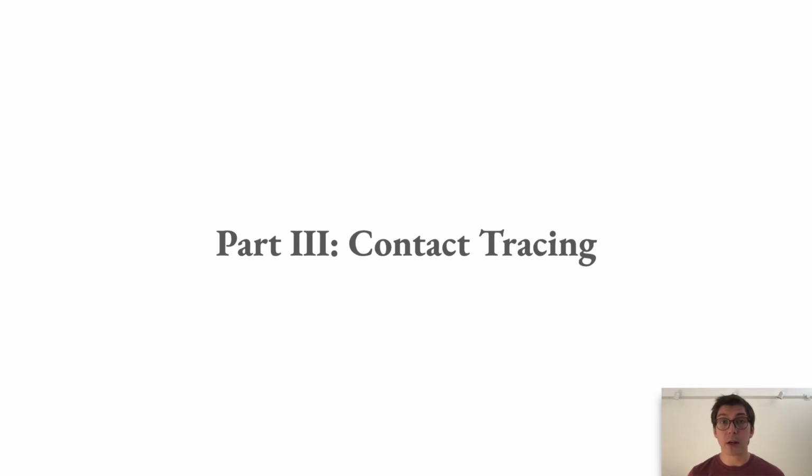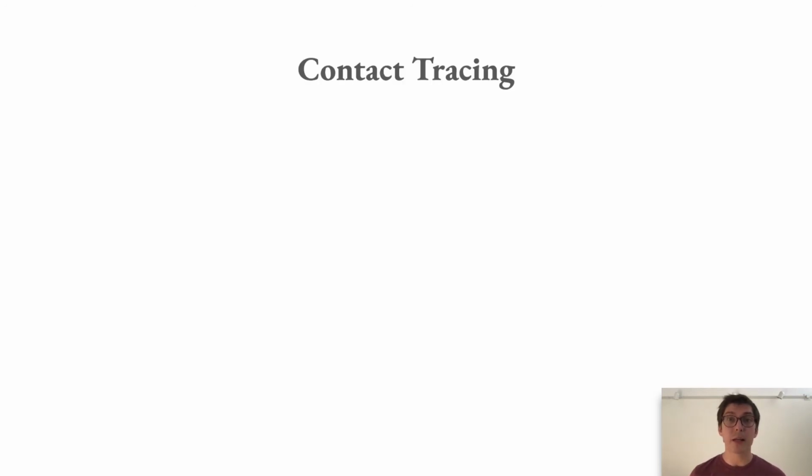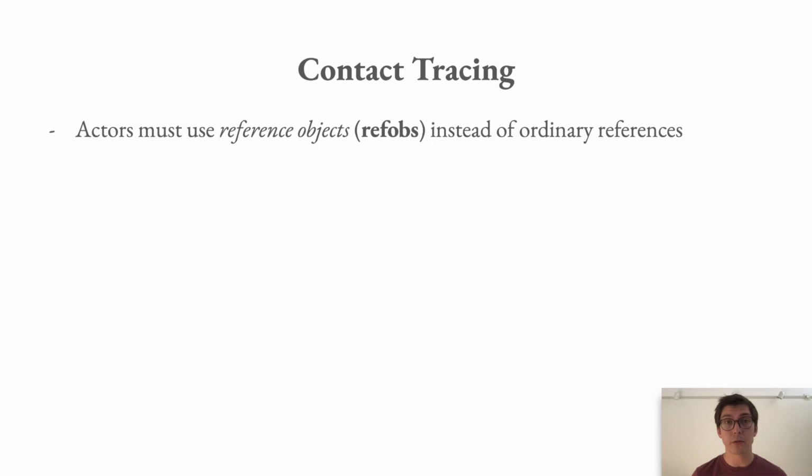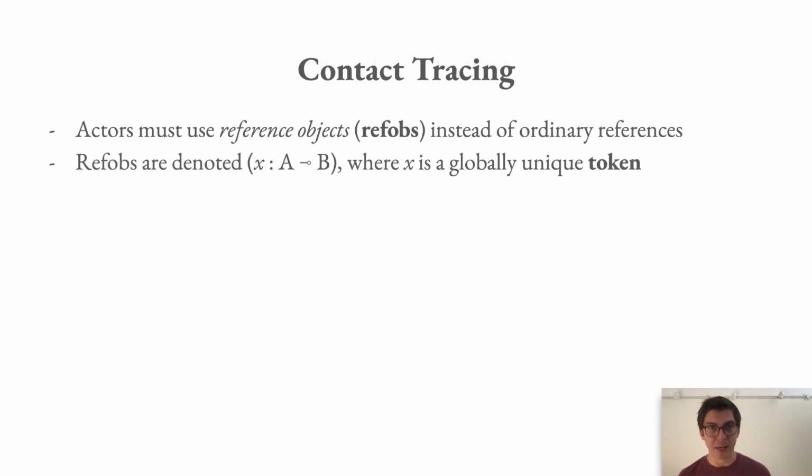So how do we do this contact tracing? First, we need to make a little modification. Instead of using these ordinary references, which are just addresses, remember, we ask the programmer to use these special reference objects that we call refobs. And a refob is just a triple that we denote x, a, lollipop, b, where x is this globally unique token and a and b are actor addresses.